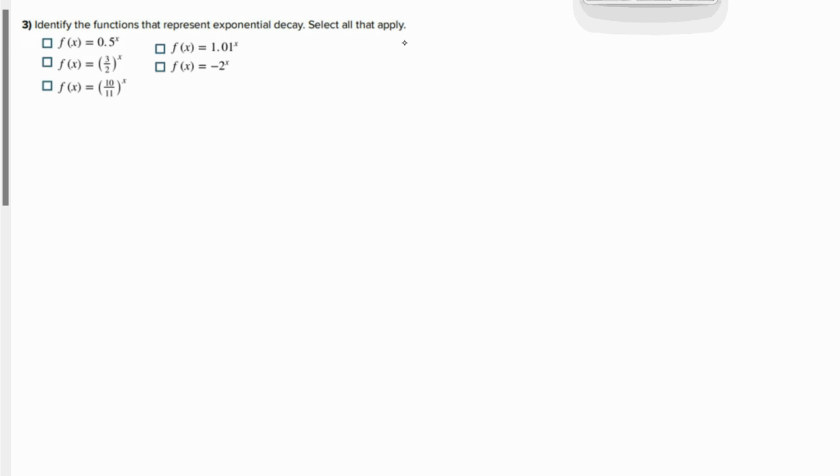Okay, here in number 3, we're looking at which one is an exponential decay. So that means somewhere in between 0 and 1, correct? My base is something between 0 and 1. And so here we got 0.5, that's between 0 and 1. 3.5, yes, that's a fraction, but 3.5 is more than 1. And 10 over 11, that is less than 1.